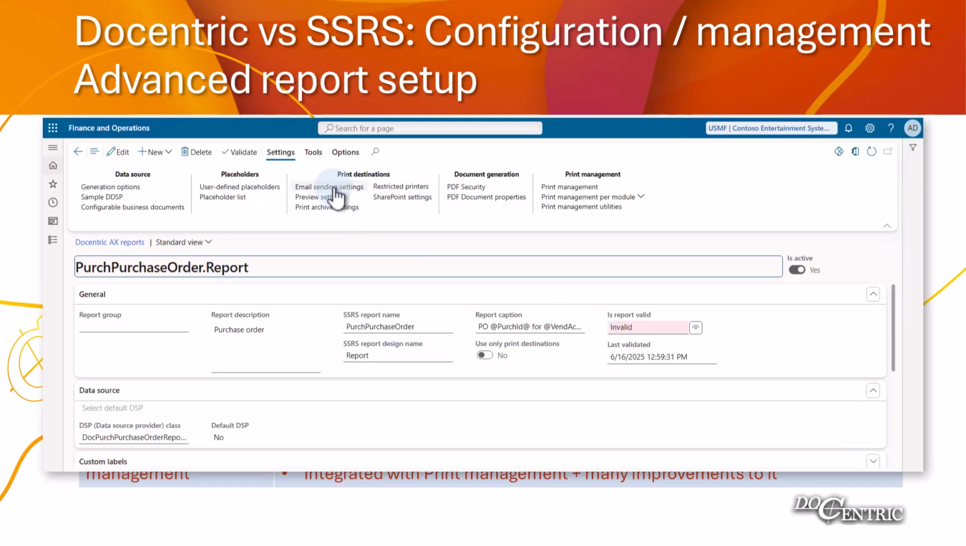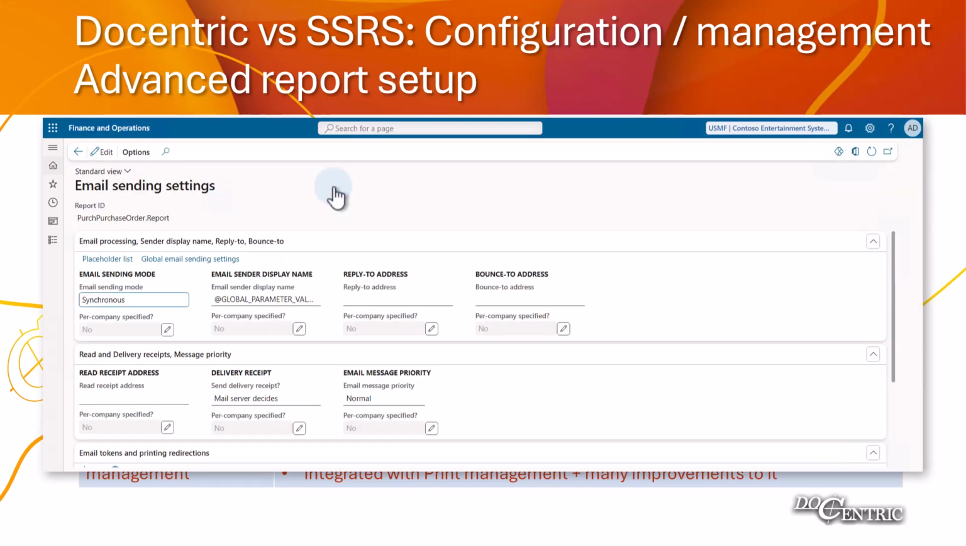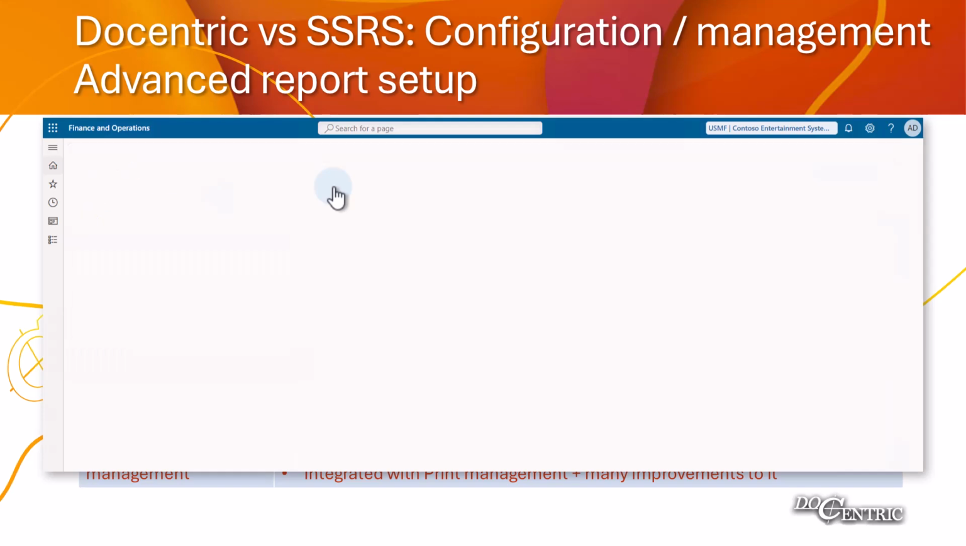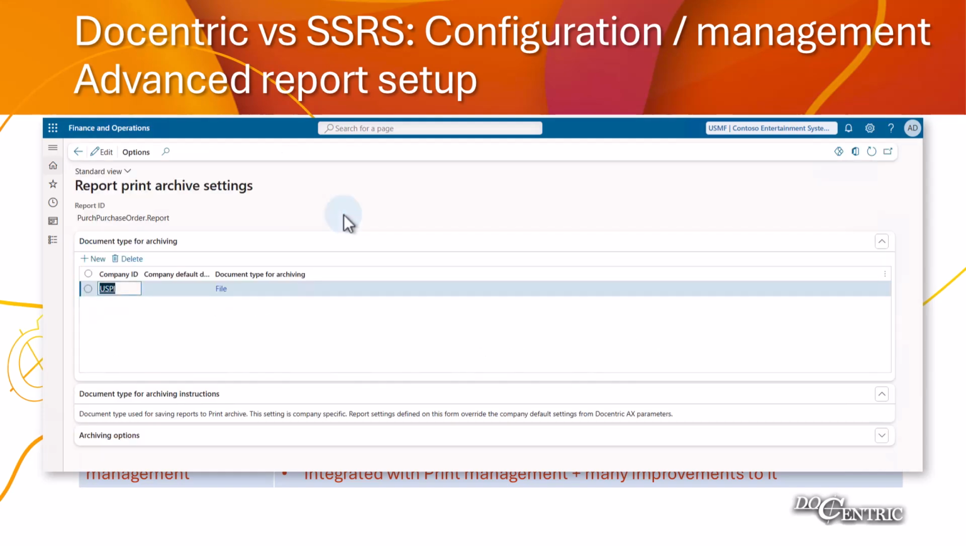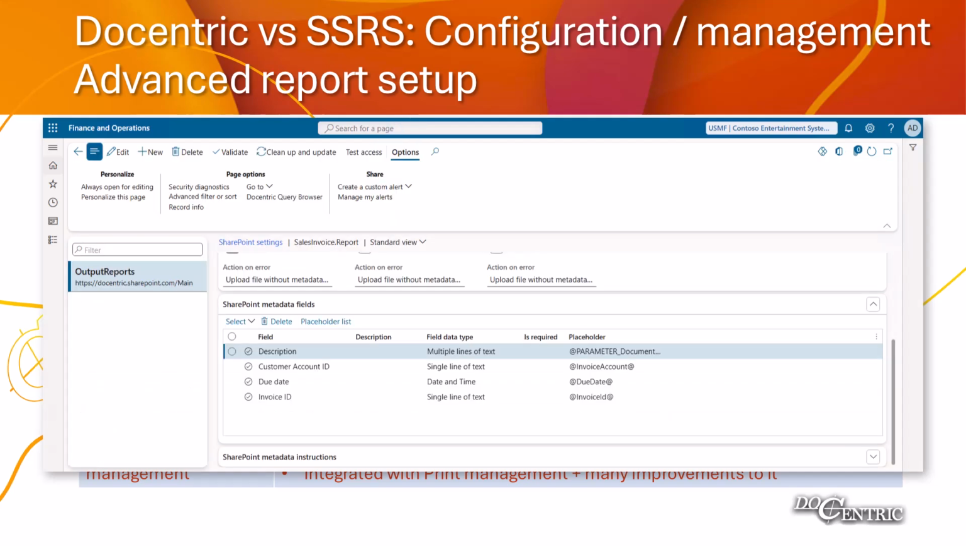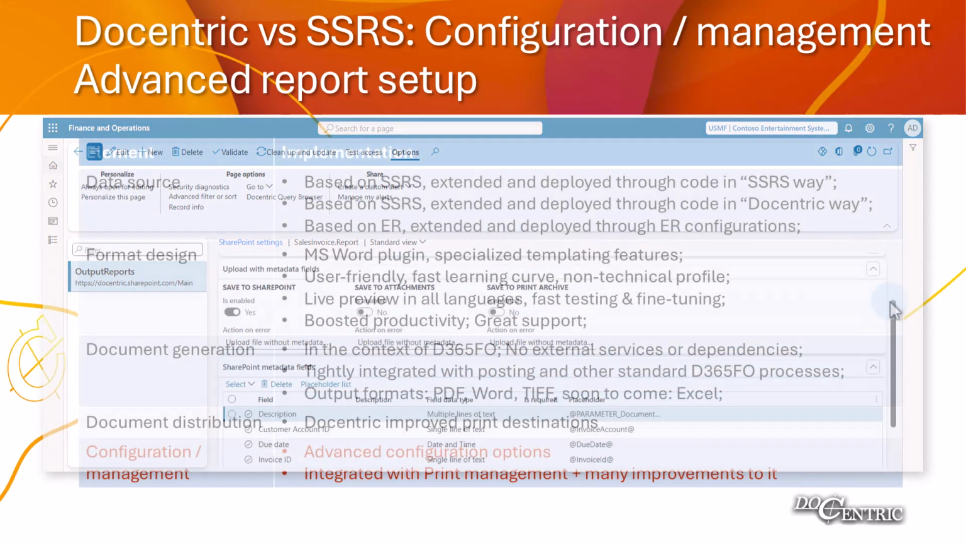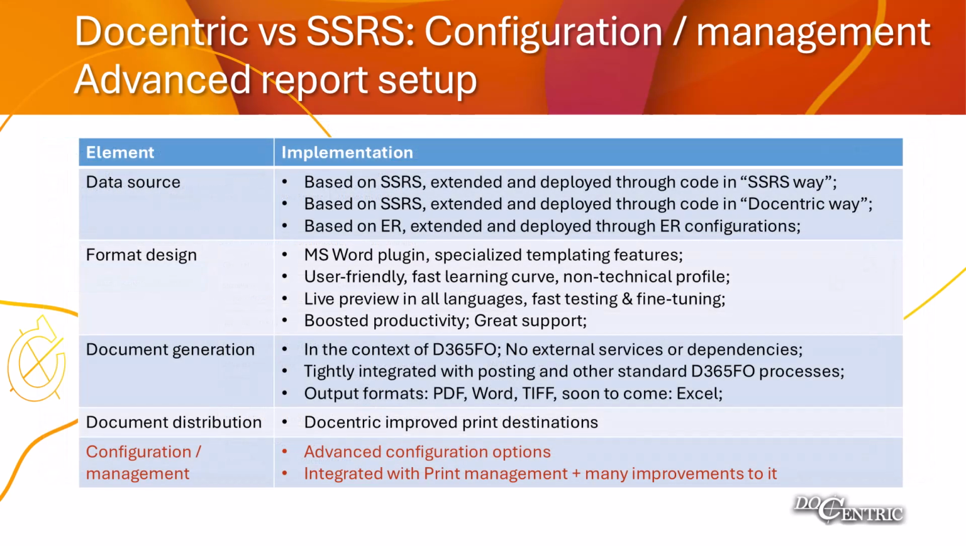You can configure advanced emailing options in the email sending settings form. You can specify document types for archiving, restrict certain printers from being used for certain reports, configure metadata to be applied when saving to SharePoint, and so on. And these are just the report-specific settings. Docentric also delivers many enhancements not only for SSRS, but for other standard D365 F&O features as well, including emailing, alerts, warehouse labels, print management, and so on.